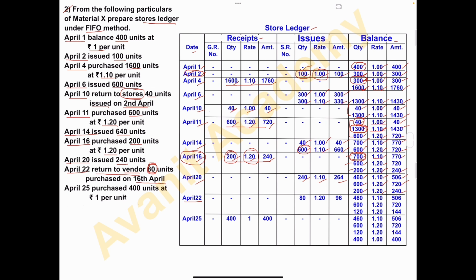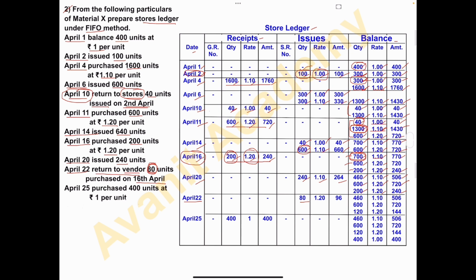If the goods are returned to store, then we have to take in receipts. Return to store, we have to take in receipts. Return to vendor or return to seller, that we have to record in issues because the goods go out of the store. So right here on April 22nd. How many units are returned? 80 units. So for that we have to take the rate.